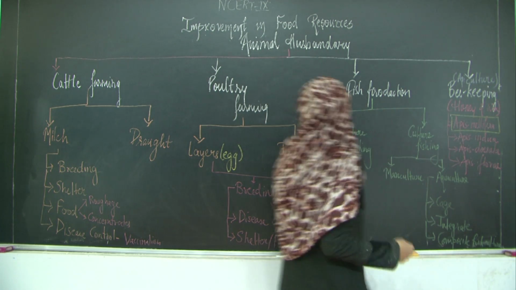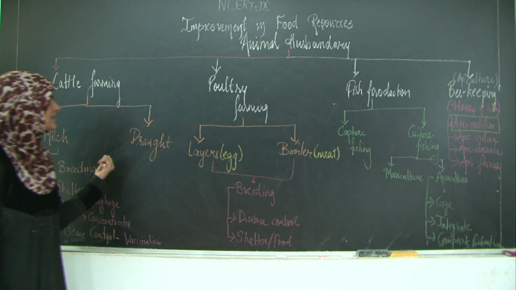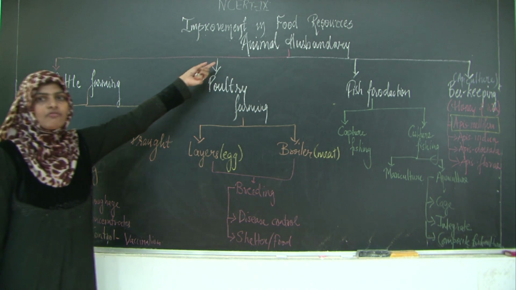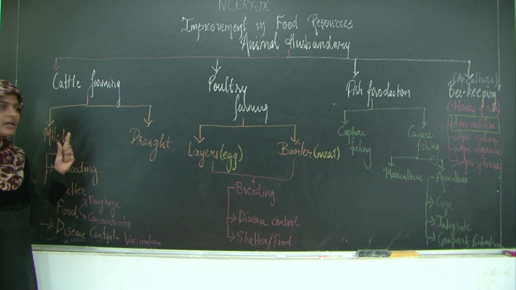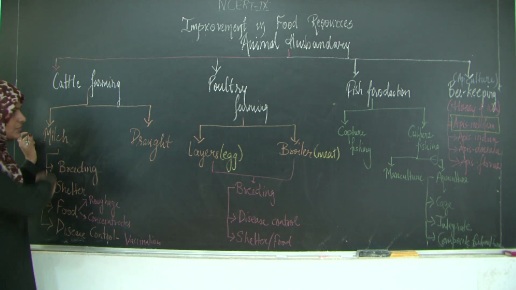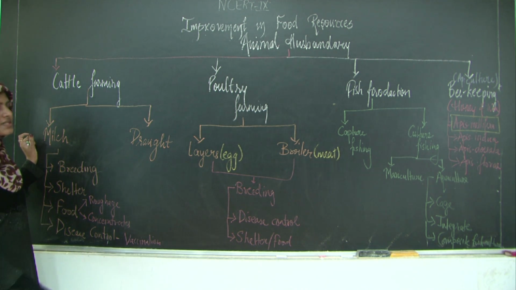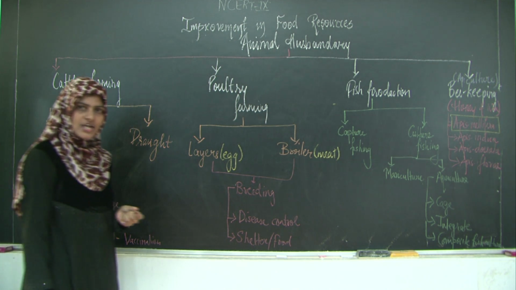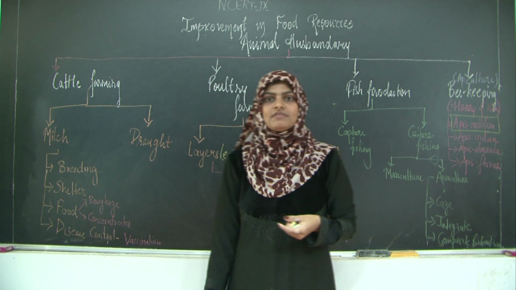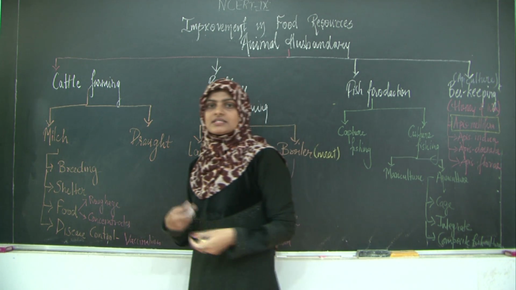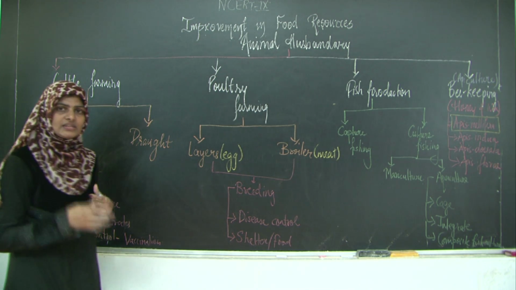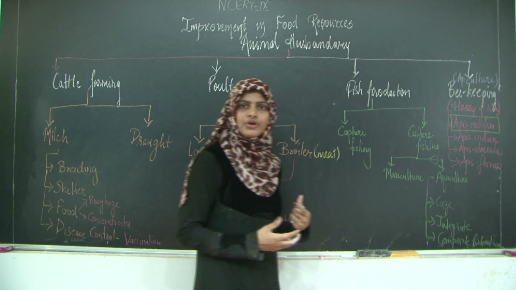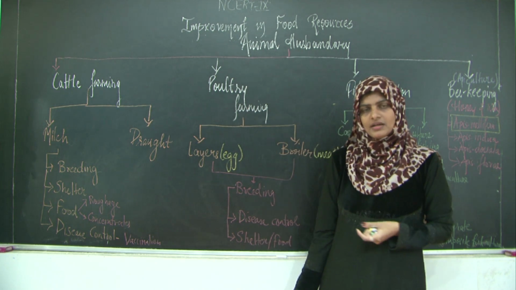So this is all about your animal husbandry or different farming which we do for animals as a food resource, improving animal as a food resource. Have a look again so that you can recapitulate the whole animal husbandry. With this we finish our chapter, and in the next lecture we'll start with the important questions. I'll discuss a few of the important questions which come every year, and we will discuss even the answers point wise, so it becomes easier for you to write down the answers in your exams.